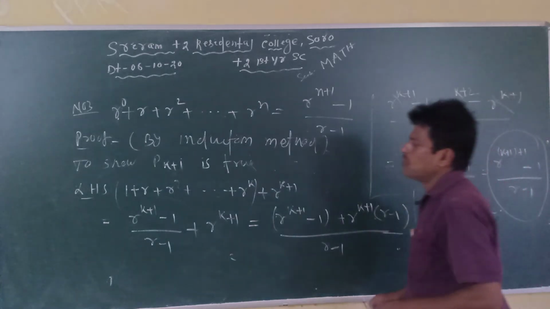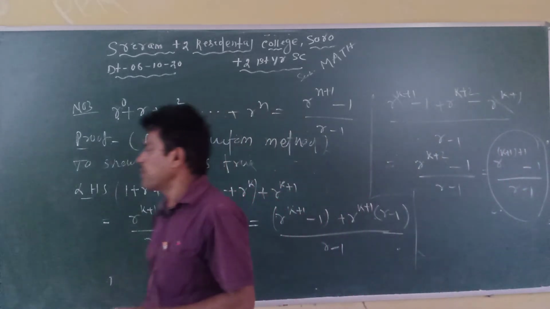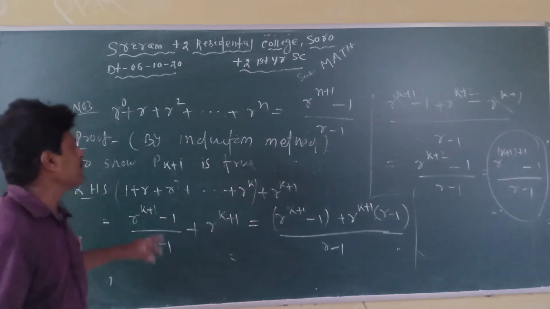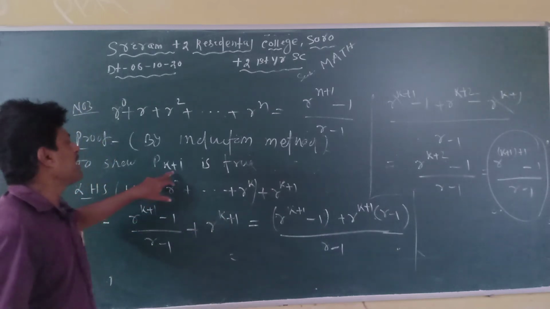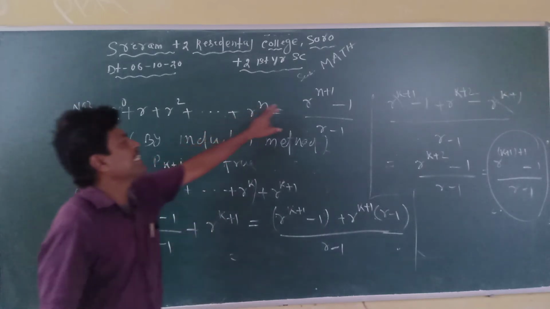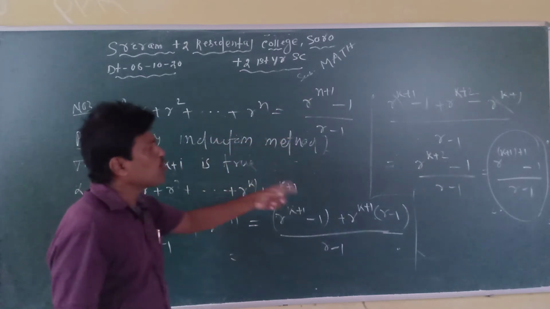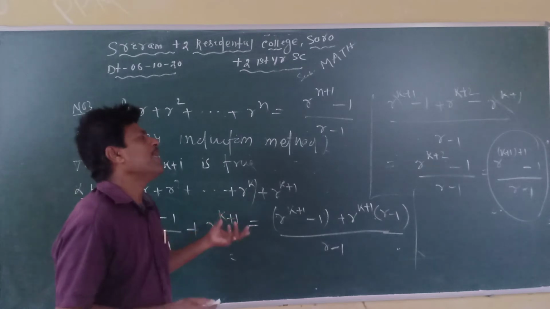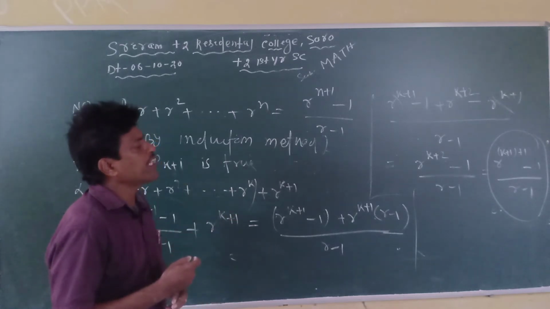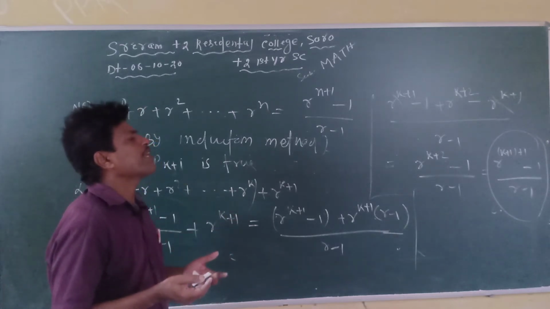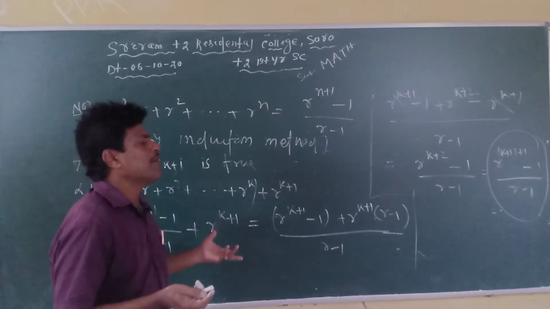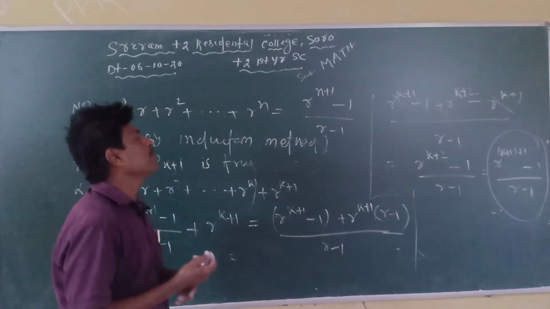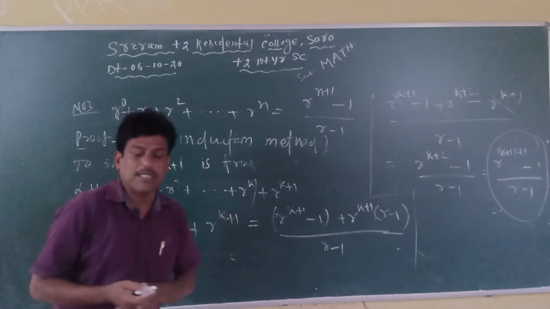That is your proof, because taking Pk plus 1, for n that is n plus 1, k plus 1 plus 1 minus 1 by r minus 1. Hence, it is proved by induction. For better understanding, put k plus 1 is equal to n. So r to the n plus 1 minus 1 by r minus 1. So that is the proof of this particular problem, number 3.